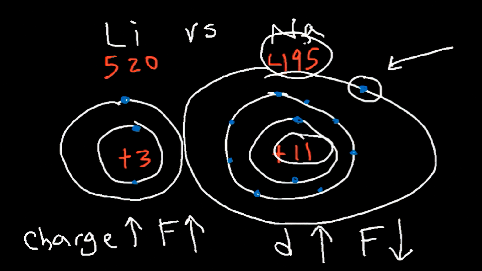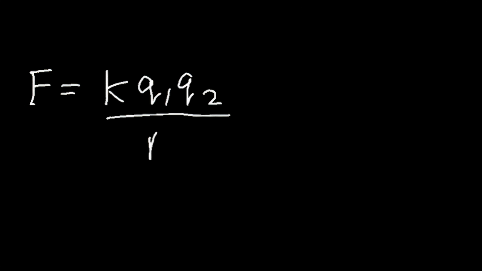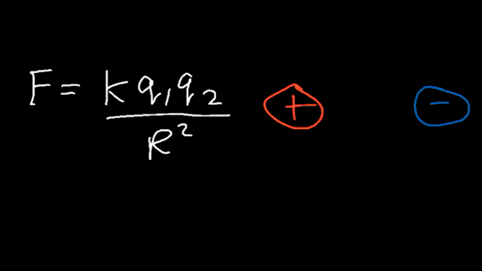Now we could see that distance plays a greater role in affecting the force of attraction than the charge. Because the electron is further away, the ionization energy is less, even though the nuclear charge is greater. And this is consistent with Coulomb's Law. His law describes the relationship of the electrostatic force between two charged particles. So let's say you have a proton and you have an electron. The force of attraction between these two particles is proportional to the charge and inversely related to the distance between them, which is r.